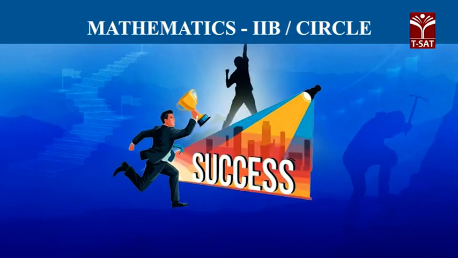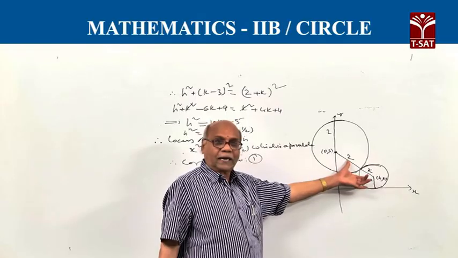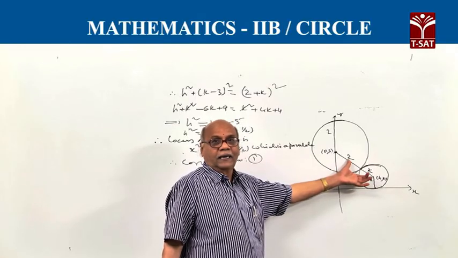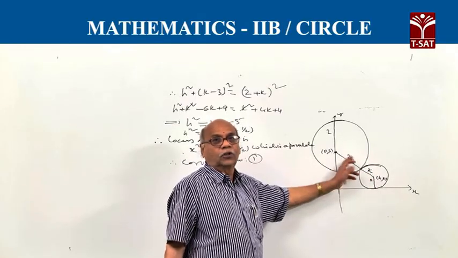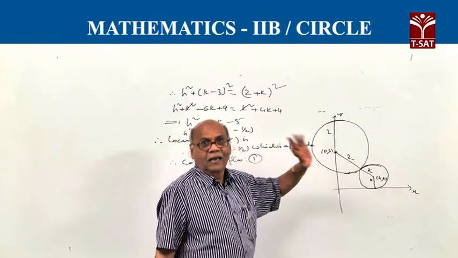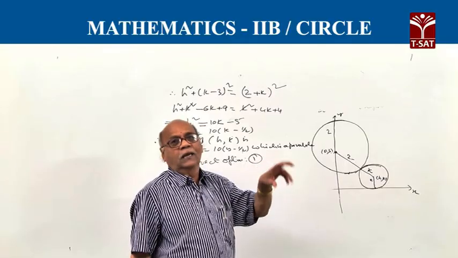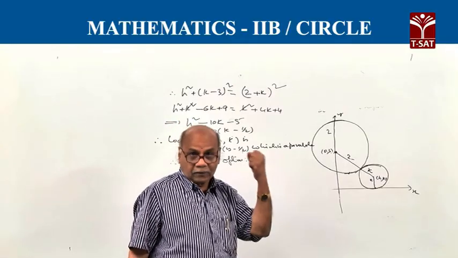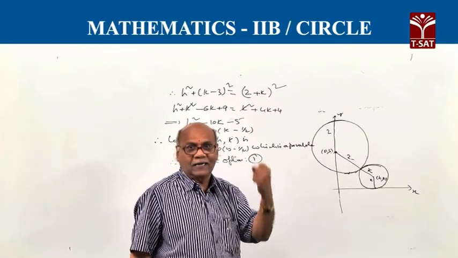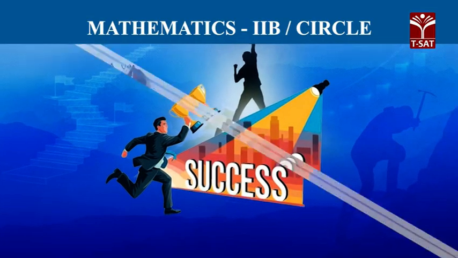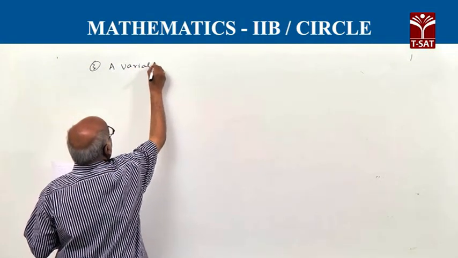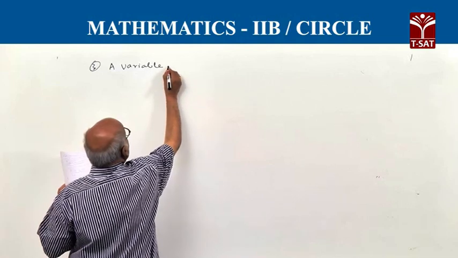Here the basic concept is simply, if two circles touch each other externally, then the distance between the centers is equal to the sum of the radii. And if a circle touches the x-axis, then its radius is the modulus of the y-coordinate of the center.